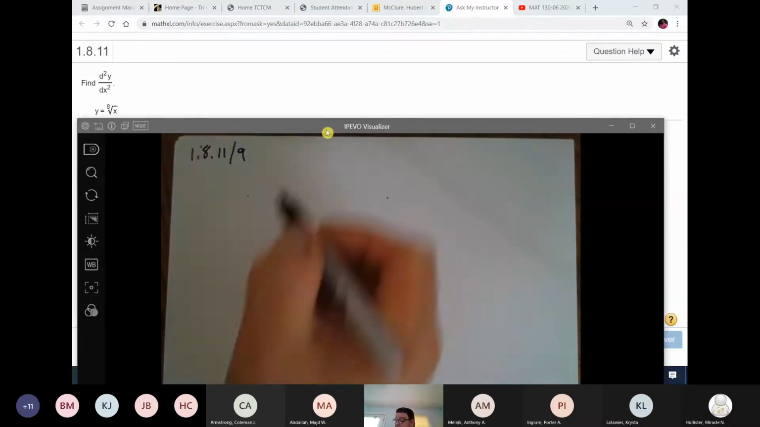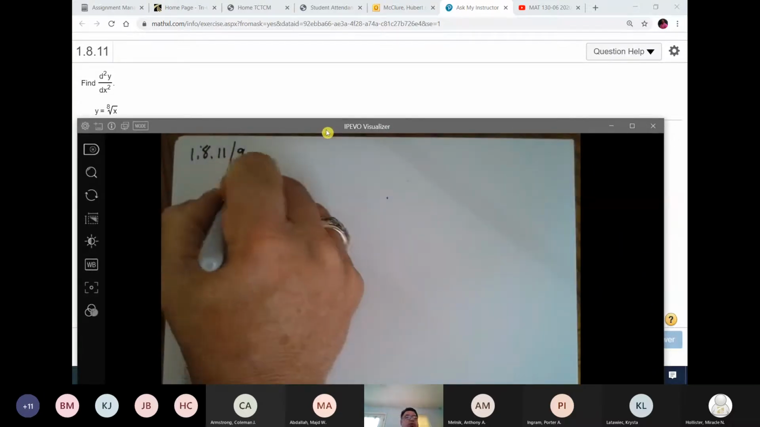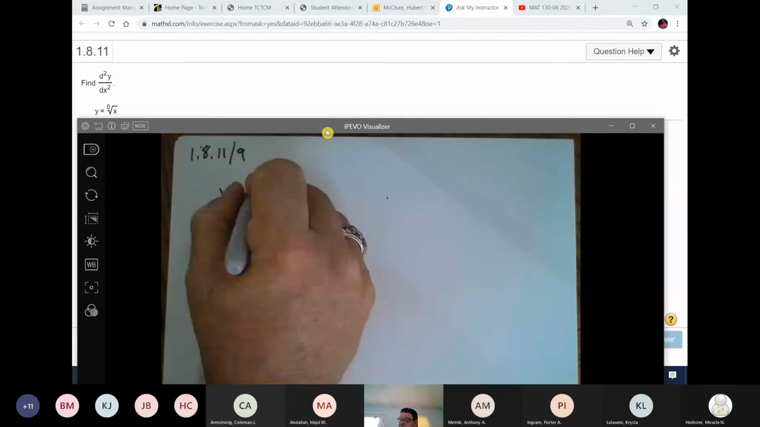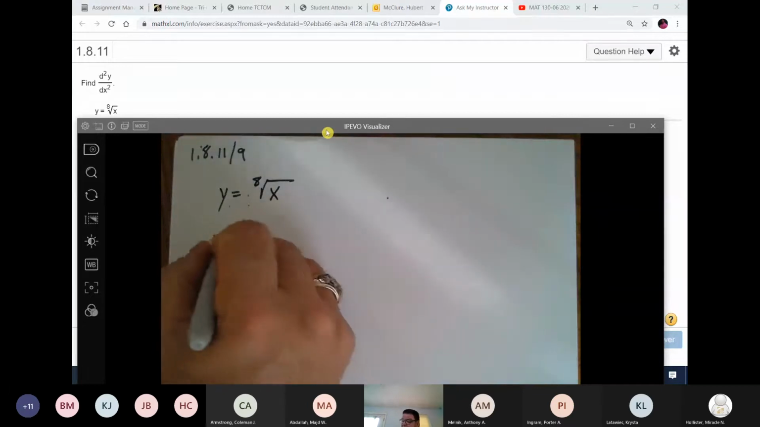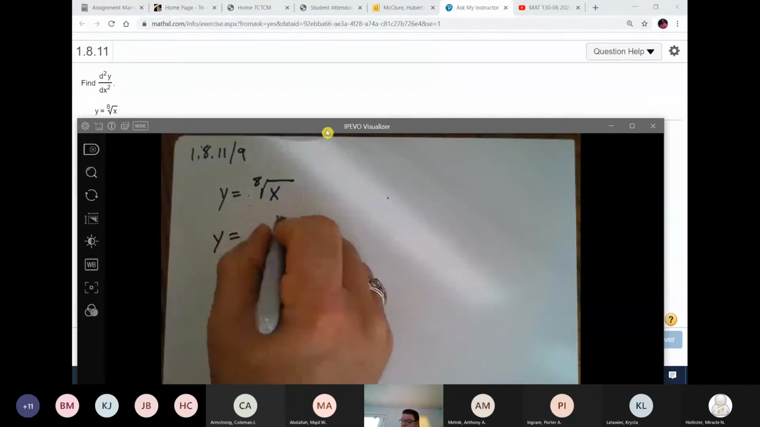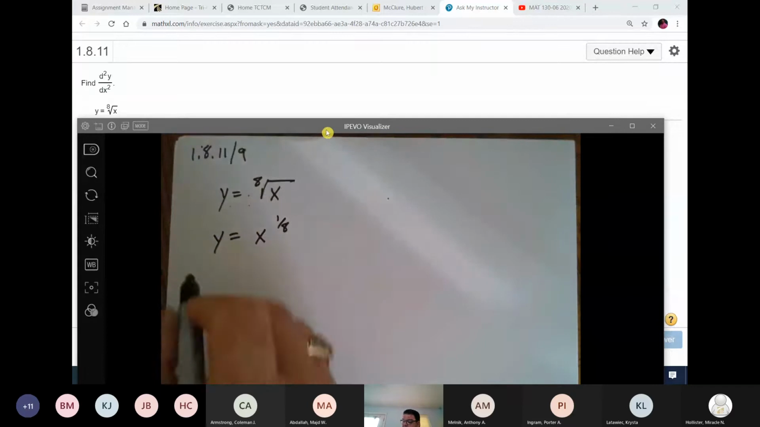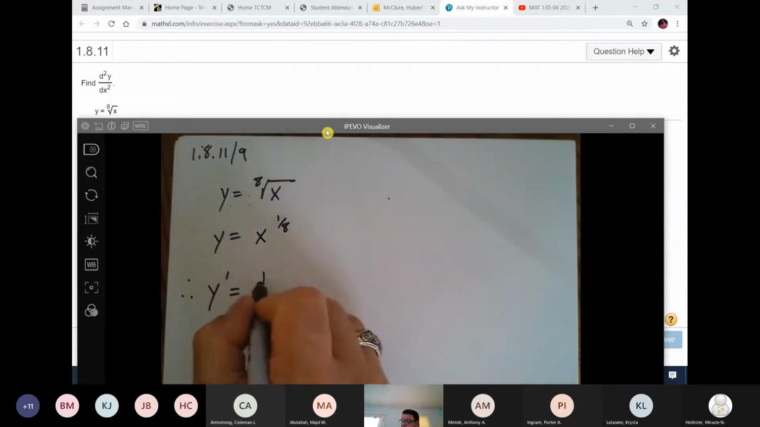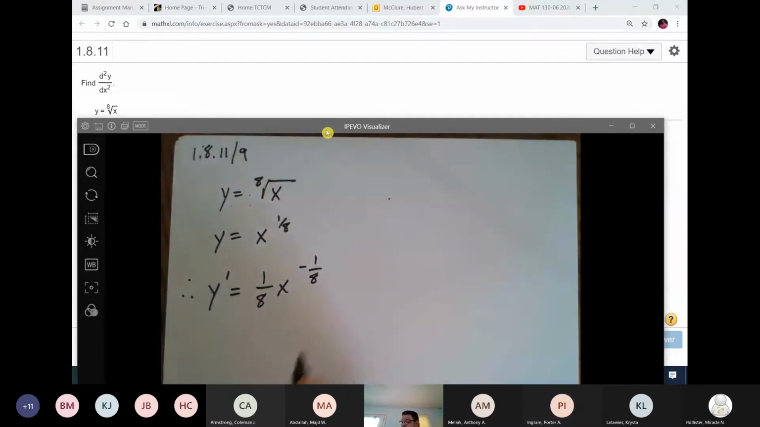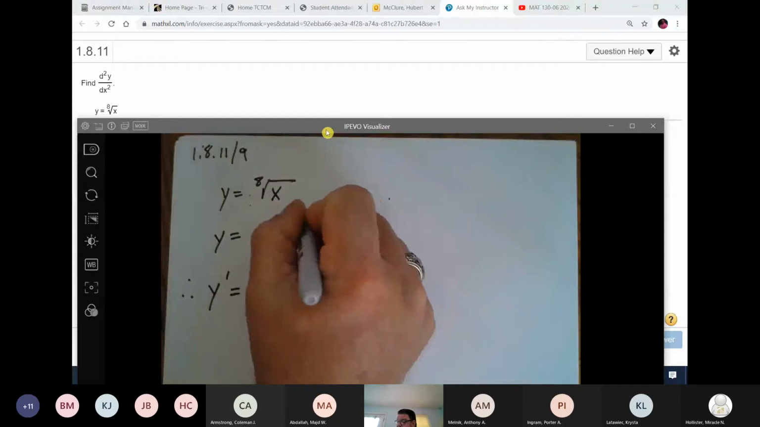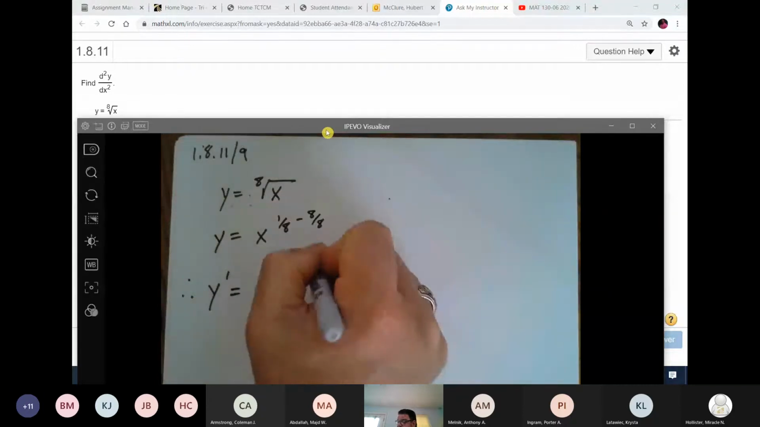So the question says y is equal to the 8th root of x. Well, we know radicals and calculus don't mix. So y is equal to x to the 1/8 power. Therefore, y prime is equal to 1/8 x to the negative 1/8, I'm sorry, minus 8/8. That's going to be negative 7/8.